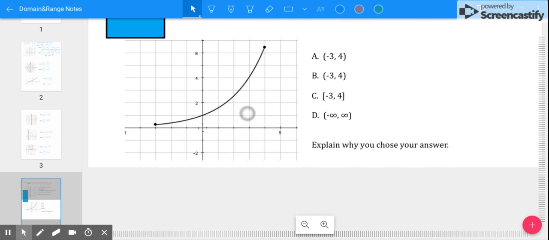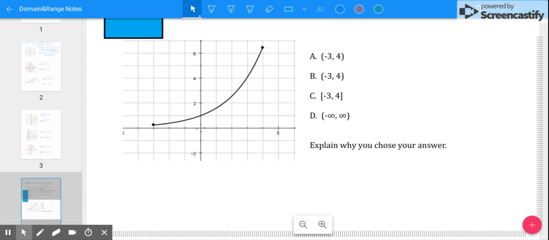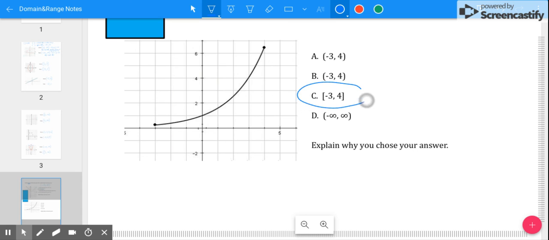Then for our one here at the bottom, probably the easiest way to rule things out is notice that the endpoints are both closed dots. So the only valid answer choice here is going to be letter C.